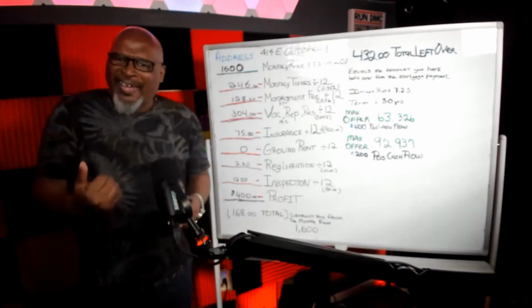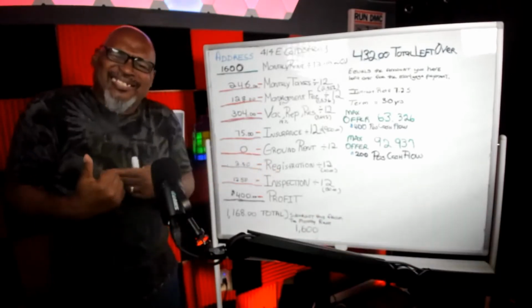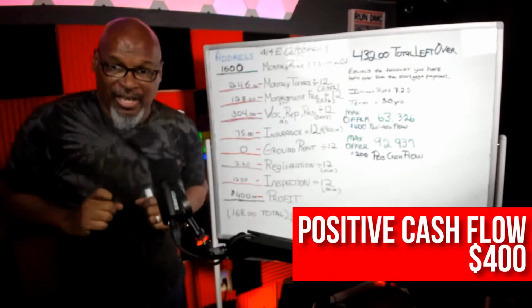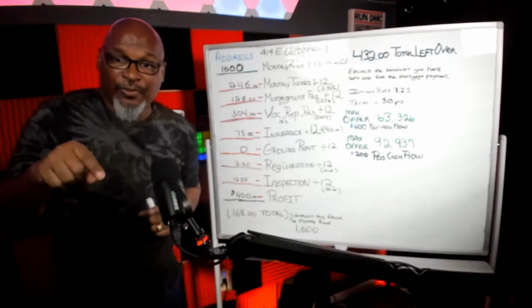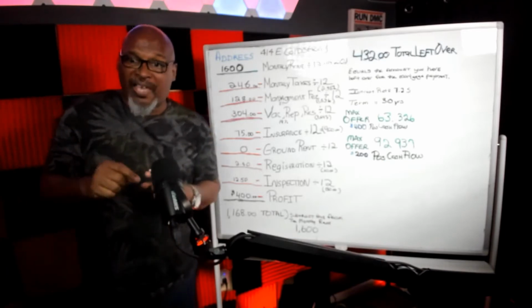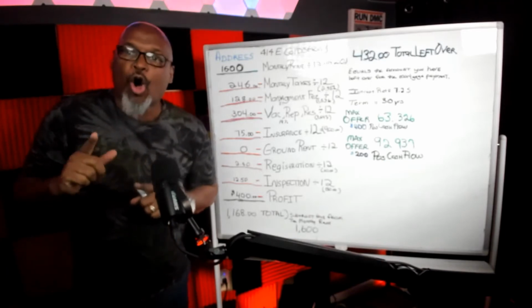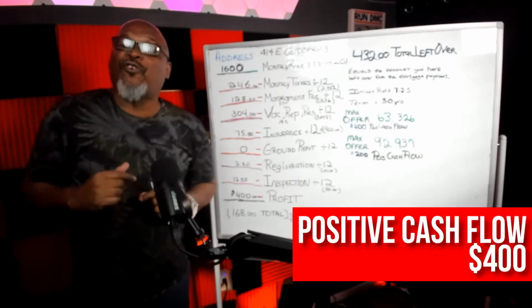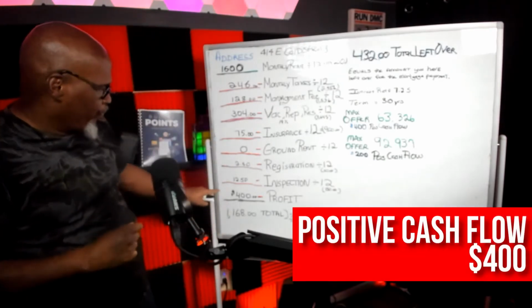Now, you can easily say, I want to make, let's say, $400 a month positive cash flow. Positive cash flow is the money that you're going to make after all expenses. So I want to make $400 a month positive cash flow.